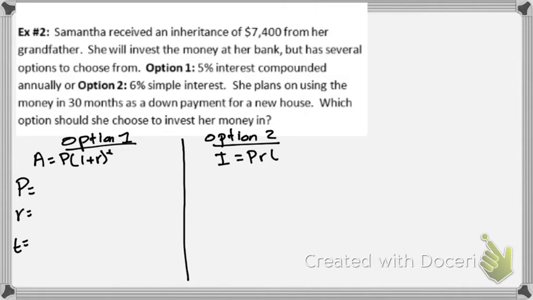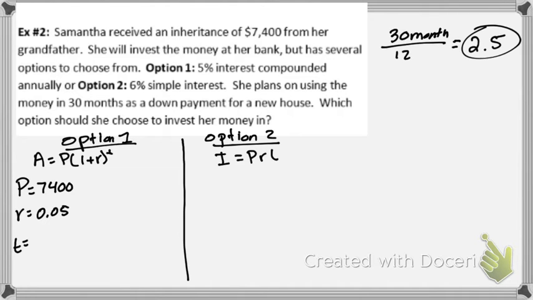Our PRT for option 1, it says P will be that 7,400 that she inherited. Rate is going to be 0.05. And our time is 30 months. We have to divide that by 12 to get the years. And so 30 divided by 12, that's 2.5. So that's 2.5 years. So we're going to use that as our time. Because remember, this has to be in years. Okay, not months. It has to be in years.